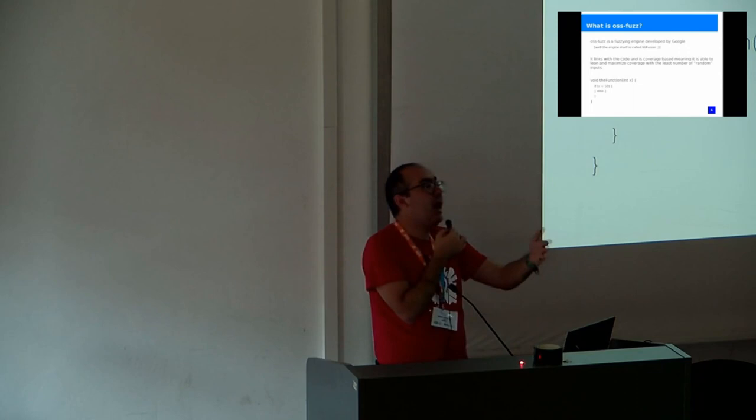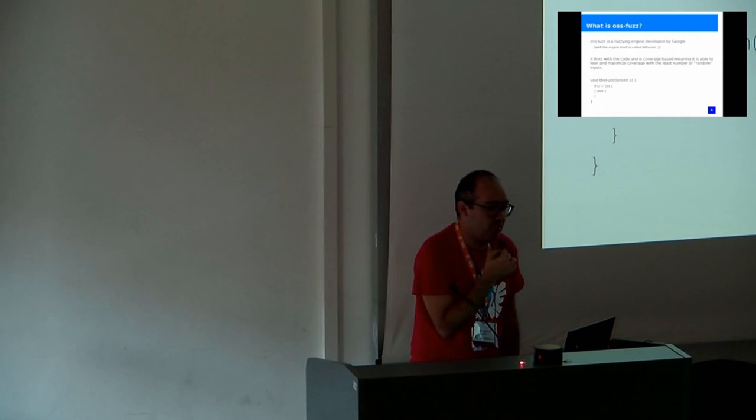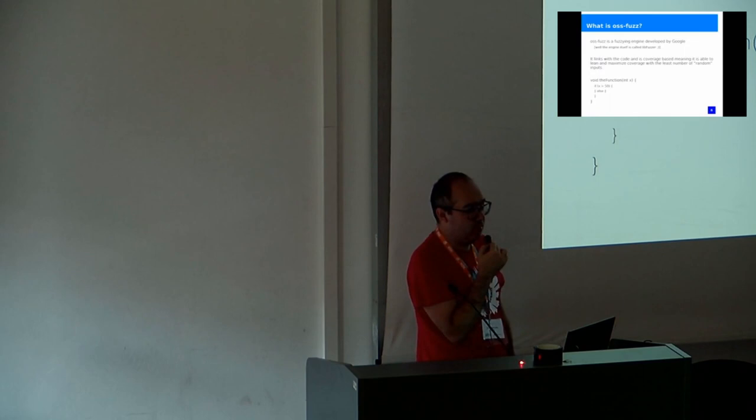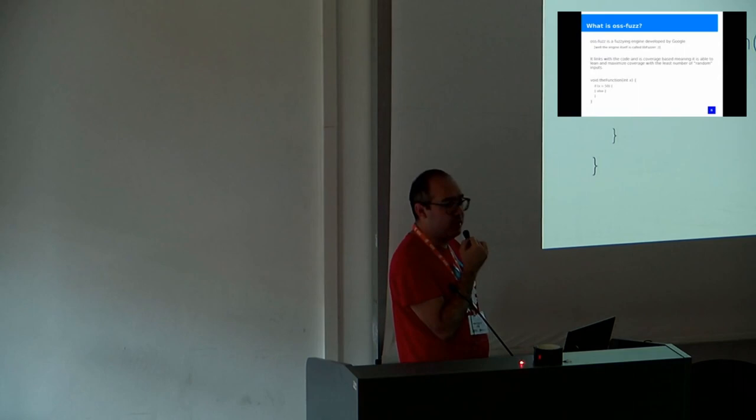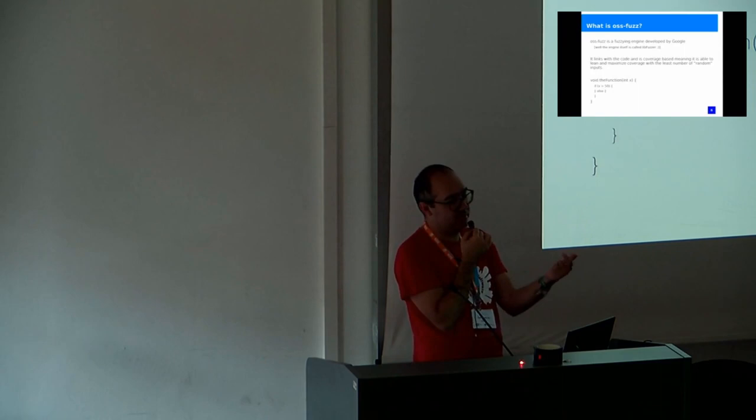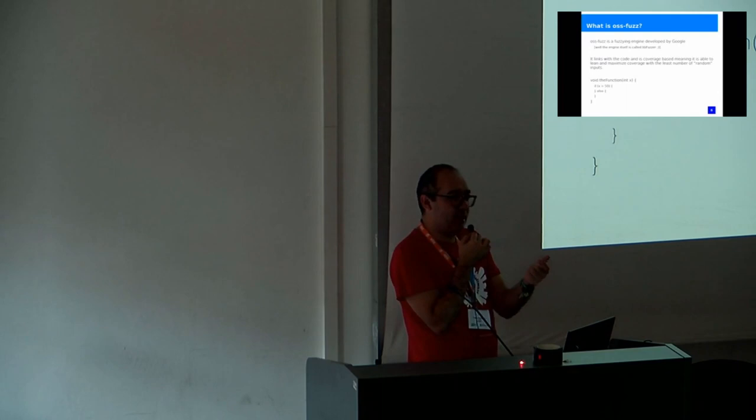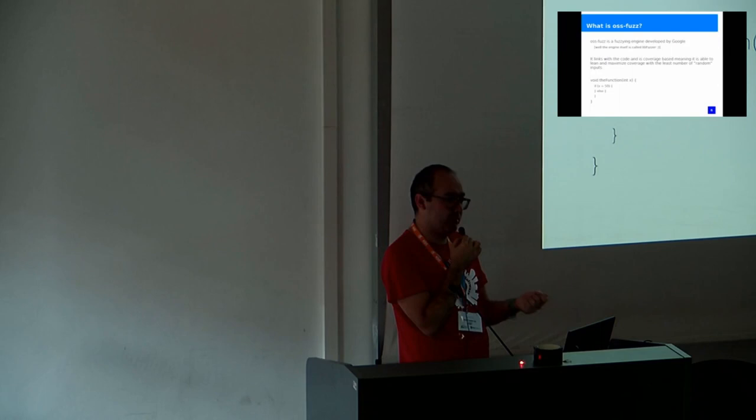And can you also define what kind of inputs come in? For example, if you have an HTML parser, you don't want random bytes coming in, but you do want valid HTML. There is a way to give it a dictionary of keywords that it should be flipping or working on, so you can give it some direction. I really haven't done that, but I know you can instruct it what to focus on. Okay, thank you.